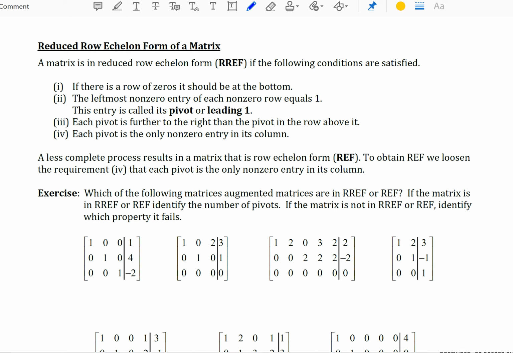Okay, so what is reduced row echelon form of a matrix? Also referred to as RREF. A matrix is in reduced row echelon form if it satisfies the following conditions. If there is a row of zeros, it should always be at the bottom of your matrix. Such as this example, you see the third one down here has a row of zeros at the bottom.